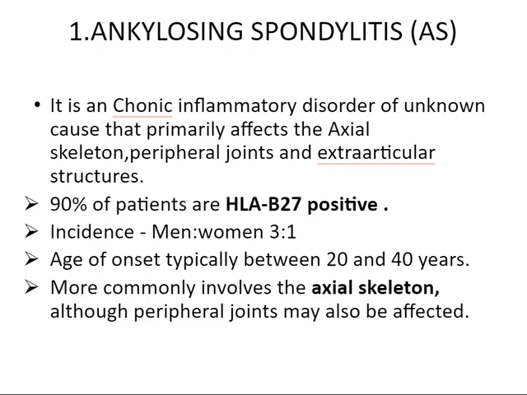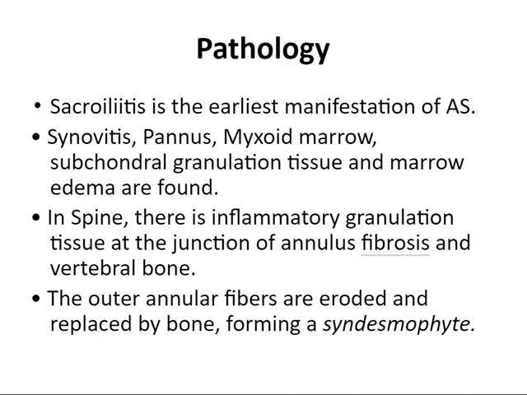Now, let us see what's the pathology of ankylosing spondylitis. Sacroiliitis is the earliest manifestation of ankylosing spondylitis. Remember this, sacroiliitis is the earliest manifestation. Most commonly, these young males will present with a sciatic type of pain. And synovitis, pannus, myxoid marrow, subchondral granulation tissue, and marrow edema are found in these patients.